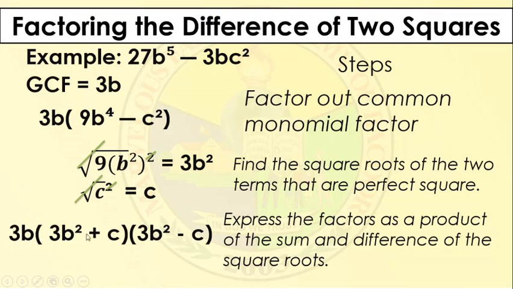Okay, so sum and difference. Okay, so ito na ngayon yung ating factored form. Ito na yung sagot natin. 3b times quantity 3b squared plus c times quantity 3b squared minus c. Okay? So, ayan na yung magiging sagot natin.